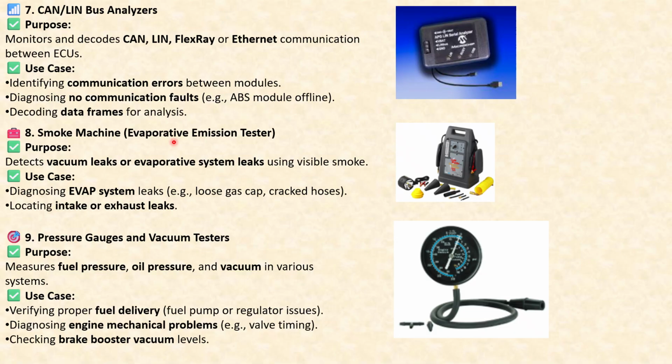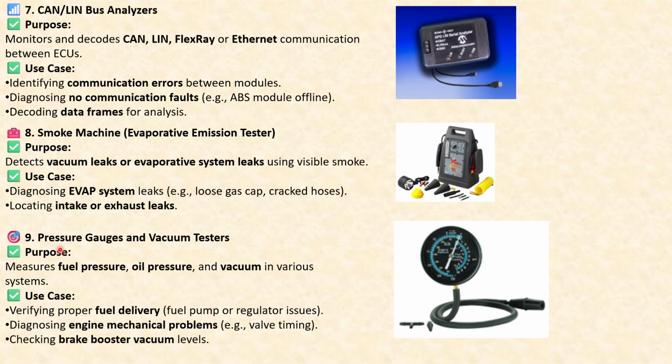Then the smoke machine, or evaporative emission tester, detects vacuum leaks or evaporative system leaks using visible smoke. Use cases: diagnosing evap system leaks and locating intake or exhaust leaks. So this smoke machine is also a mechanical component which accomplishes the above spoken application.